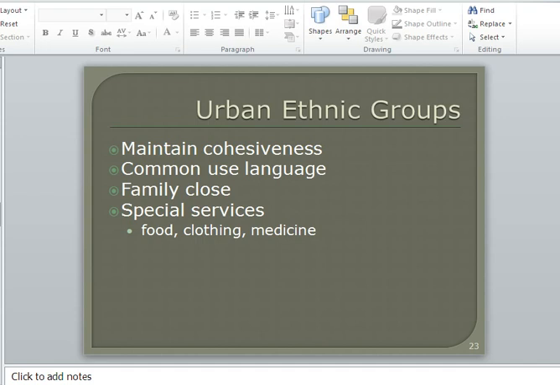So, urban ethnic groups have a function for immigration in that people who have the same ethnicity, if they're living in some kind of ethnic neighborhood, would tend to have a cohesive community. They would be able to use common language. They would have close family ties. And then there would be the evidence of special services, maybe shops that would sell foods and clothing, medicine that would be common to an ethnic group.